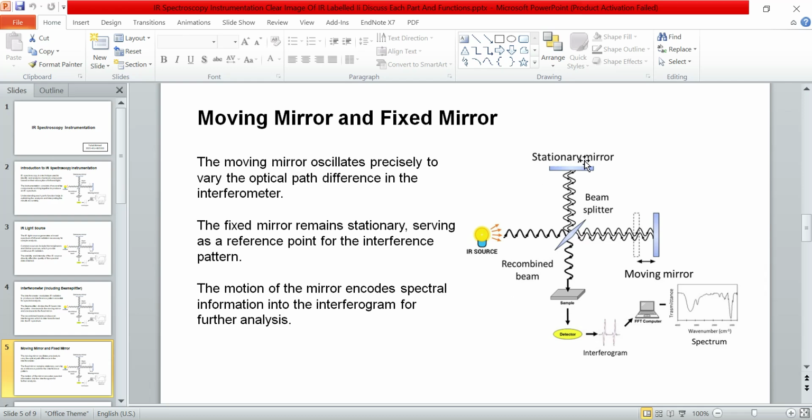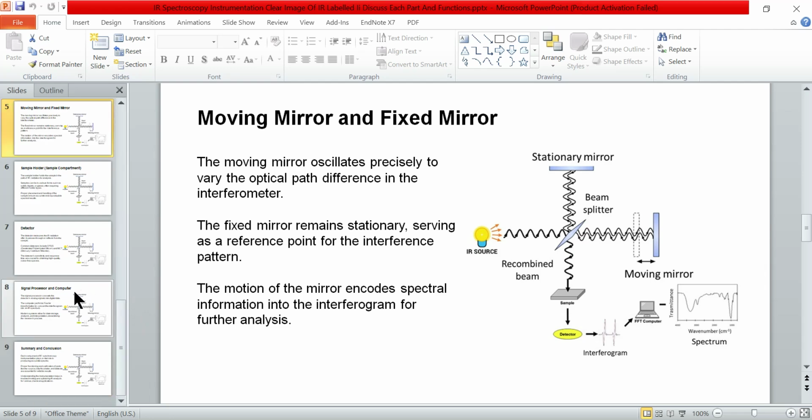This stationary mirror is fixed and is a reference point, and the moving mirror is used to encode the spectral information into the interferogram, which we use for further analysis and for collecting a spectrum.